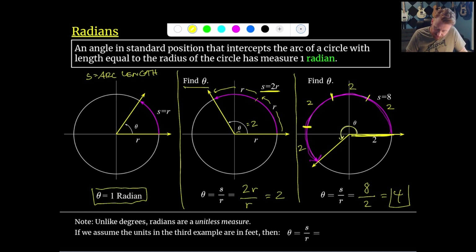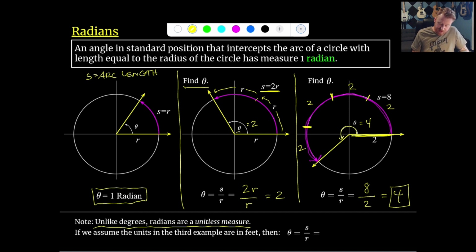So here there are 4 radiuses that fit in that arc length, which tells us that this has a measure of 4 radians. And I won't write radians because it is a unitless measure. So we'll talk about that now. Unlike degrees, which have a unit of degrees, and we usually write the little degree symbol on there, radians are a unitless measure, which means there is no unit to speak of, which is maybe a weird thing. Maybe the first time we've seen something that has no unit attached to it.